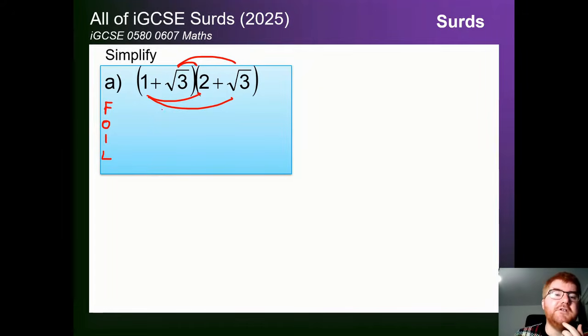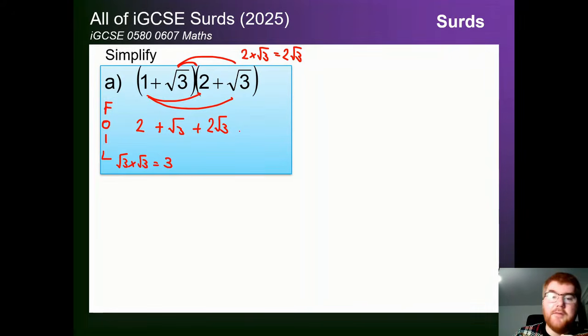So 1 times 2 is equal to 2. Then we have the outside. 1 times root 3 is just root 3. 2 times root 3 is where some students get confused. If we're just multiplying a number by a surd, we just keep it the same, 2 root 3. And then we have root 3 times root 3. Now we've seen this already. If we have a root 3 times itself, we just get the number itself. So we just get 3.